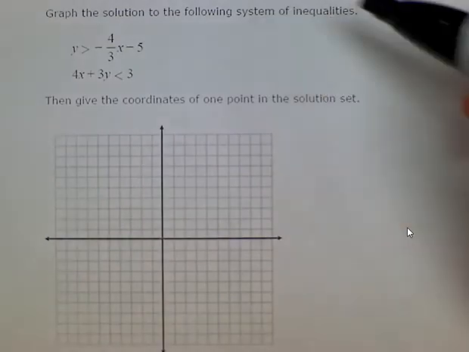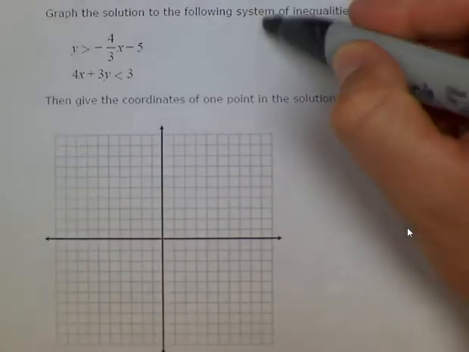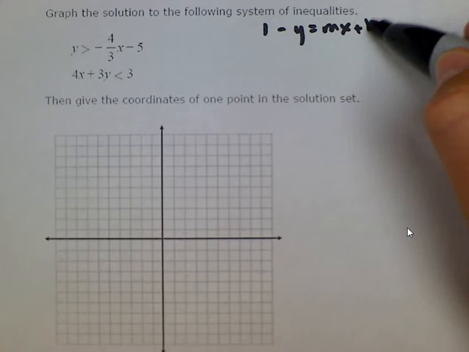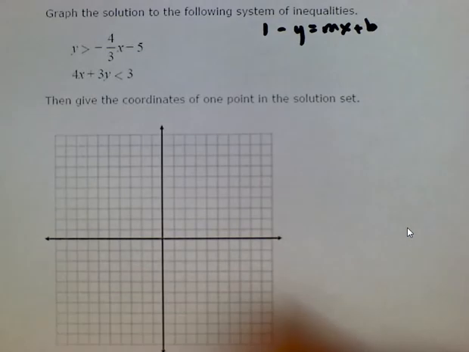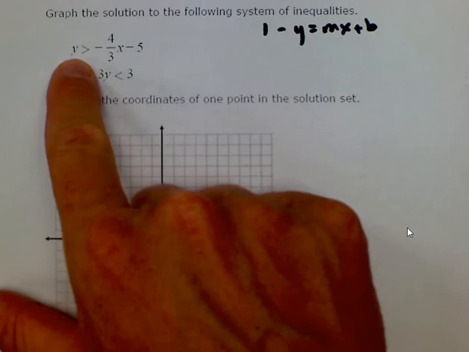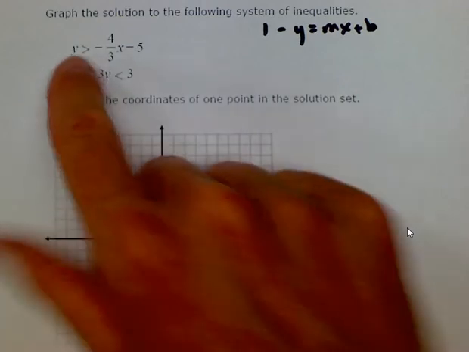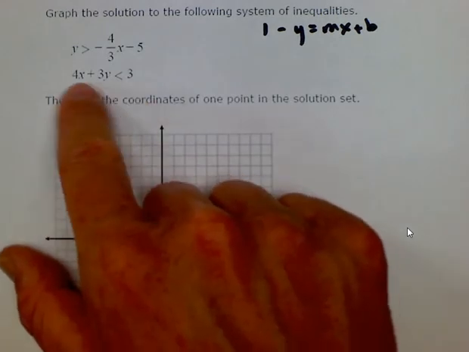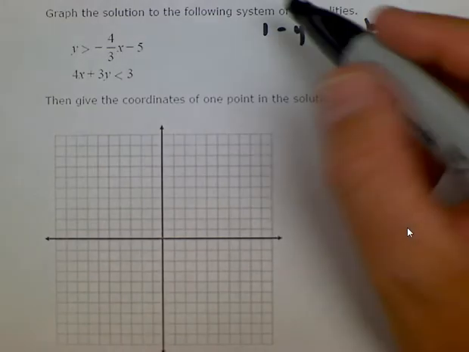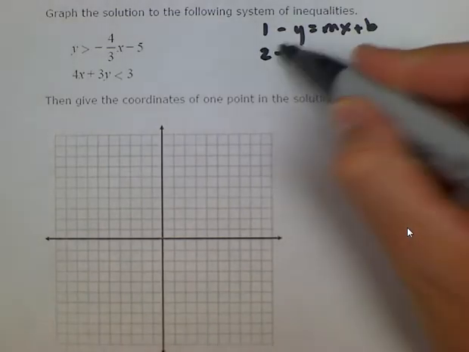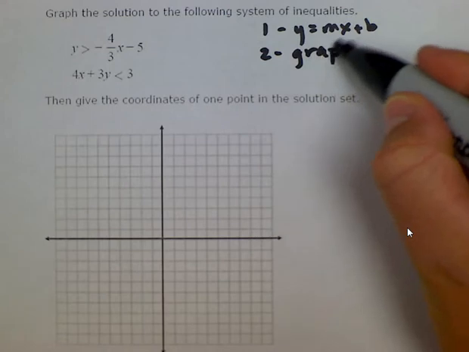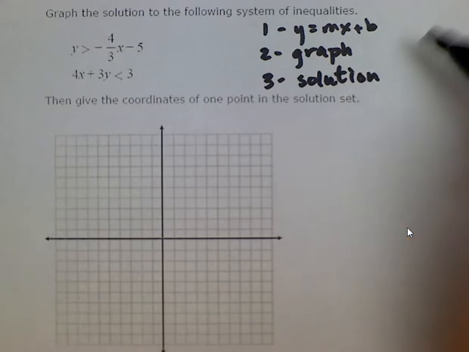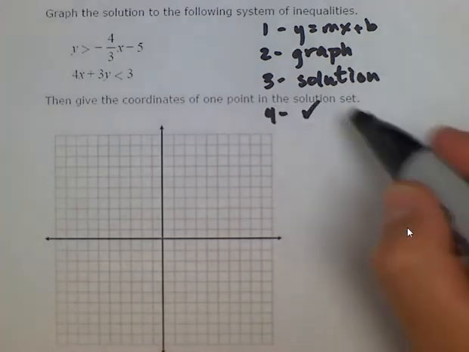The first step we want to do, and I'll write it right here, first step is to put it in y equals mx plus b form. We already have one of the inequalities in y equals mx plus b form, or in terms of inequalities, greater than or less than. The second inequality is what we want to put in y equals mx plus b form. And then we would want to graph and find the solution set. And then we can check by plugging a coordinate back in.